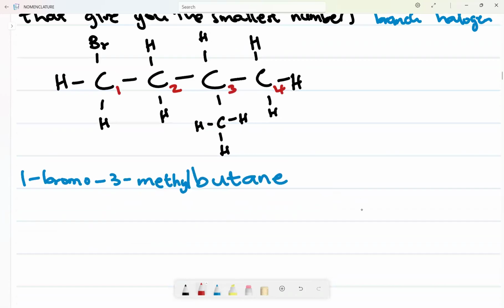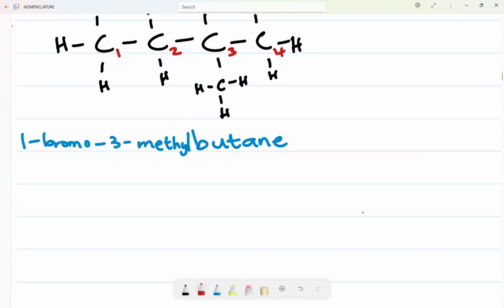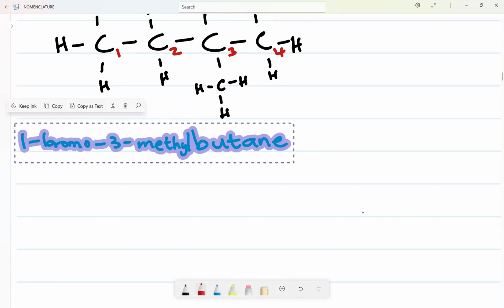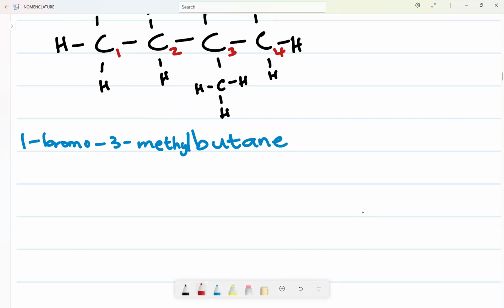We are good with naming this. Okay, let's have one example again. Again, I should be in a position of knowing how to convert this IUPAC name into a structure. Can I do that?